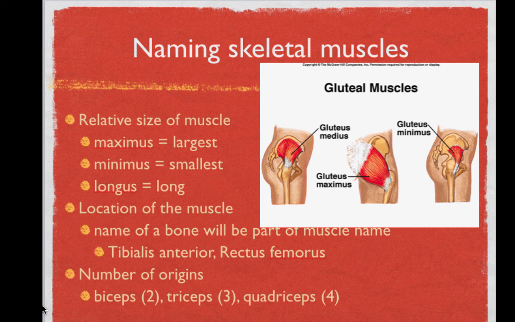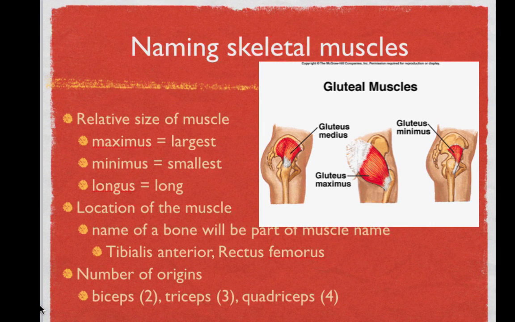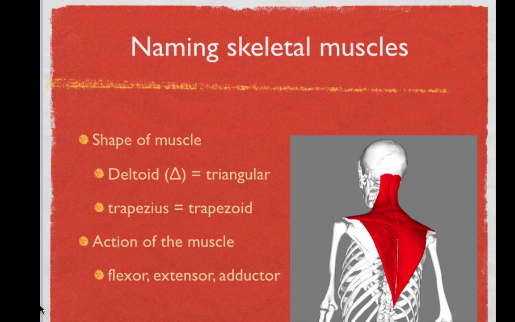Some muscle names also tell us about the number of different origins a muscle has. The bi in biceps means 2. The biceps actually has 2 different origins. It attaches to origin bones at 2 different locations. Finally, the shape of the muscle can sometimes be a clue. So the deltoid is named after the Greek letter delta, which is just a triangle. So the deltoid muscle is triangular. The trapezius, which is shown in this picture here, is 4-sided. It's a trapezoid.